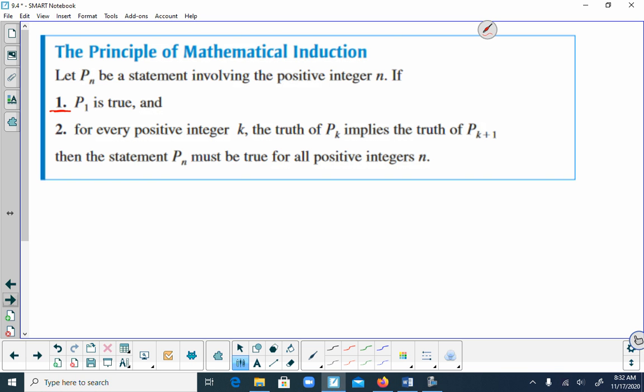First, you're going to have to show that P of 1 is true. The second thing is you're going to assume every positive integer k is true. So that's going to be the assumption: you're going to assume that P of k is true. And then you're going to prove that k plus 1 is true based on P of k being true. If that means nothing to you, let's break it up into pieces.